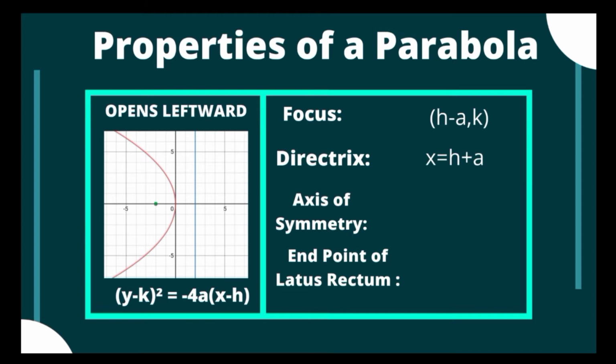And then next is the axis of symmetry at y is equal to k. And then last is the end of the latus rectum at h minus a, comma, k plus or minus the value of 2a.